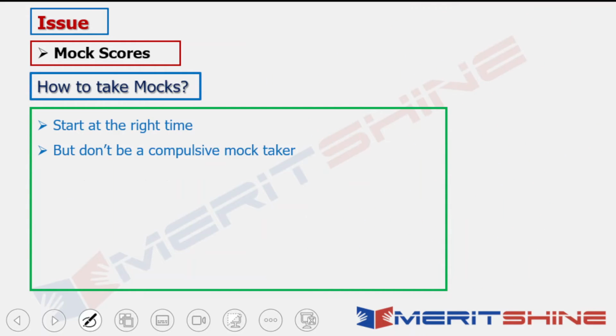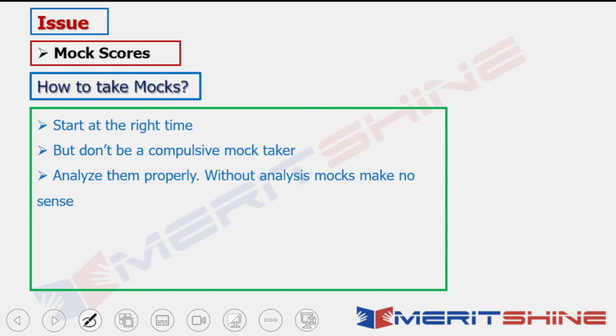3 a week. Okay. Now, but don't be a compulsive mock taker. Don't take a mock every day. Why should you not do that? Because you need to analyze the mocks that you are taking and get the benefit out of each mock so that your next mock is better than your last mock. Do not treat mocks as extra practice. They are not. Mocks are practice of test taking. Mocks are not practice of question solving. Practice of question solving we discussed in the last slide.